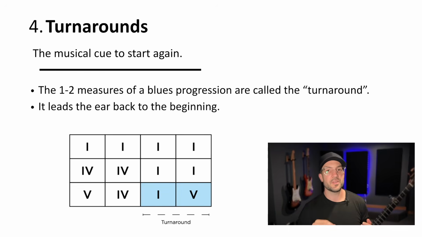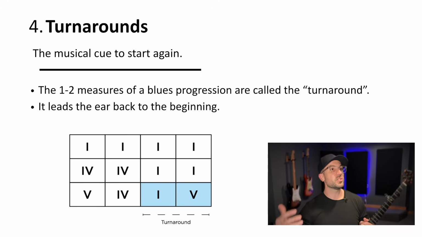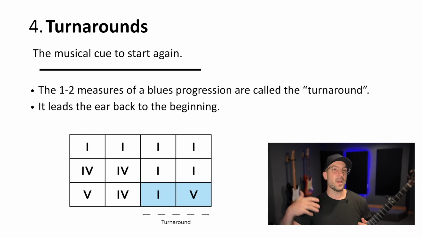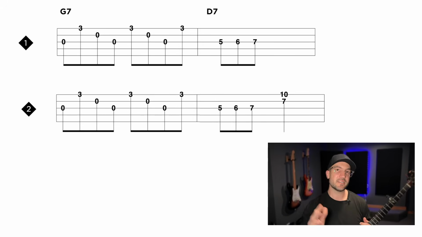And lastly, we'll talk about the turnarounds. Now this is the musical cue to start back at the beginning of the progression, and it's the last measure or 2 measures of the blues progression. And these are just licks and phrases that are so deeply embedded into the blues vernacular that you don't know who first played it, but everyone knows these turnarounds, and it leads your ear back to the beginning. What's the easiest turnaround in the world?